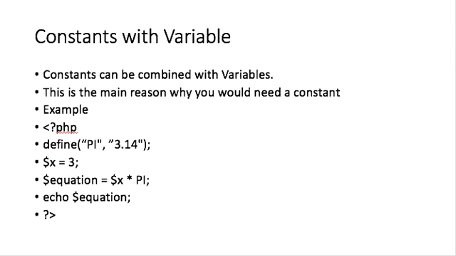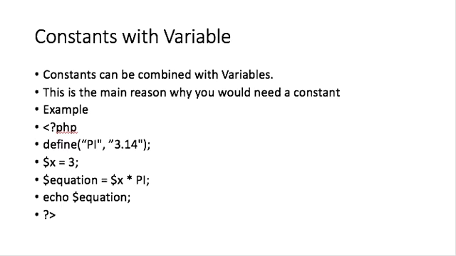Here's an example of constants combined with variables. The main reason why you would have a constant is to combine it with a variable. Here's what I mean. We defined pi as a constant, so the name is pi and the value is 3.14. Here's a variable, x equals 3, and the equation is x times pi, so x times the constant.